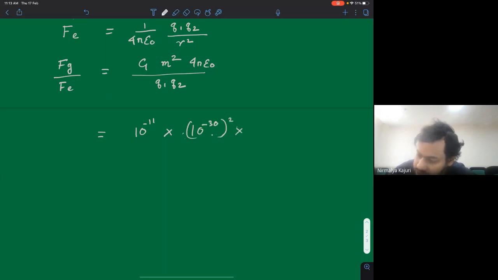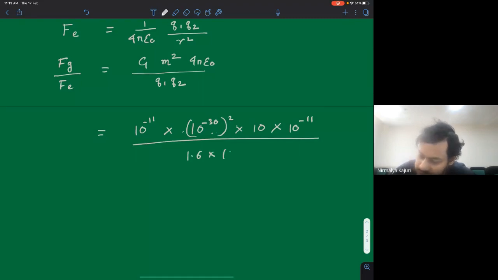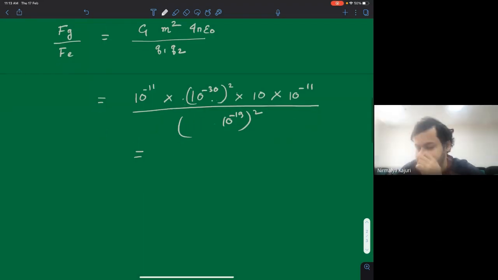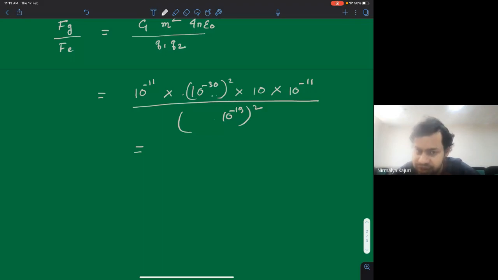square. 4 into pi is roughly 10. Epsilon naught is roughly 8.85 into 10 to the minus 12, so roughly 10 to the minus 11. Charge is 1.6 into 10 to the minus 19 square. 1.6 we can neglect for our purposes of getting an order of magnitude estimate. This is something very important in physics. We often try to get just simple order of magnitude estimates. We don't worry about the exact numbers, just try to get an estimate.